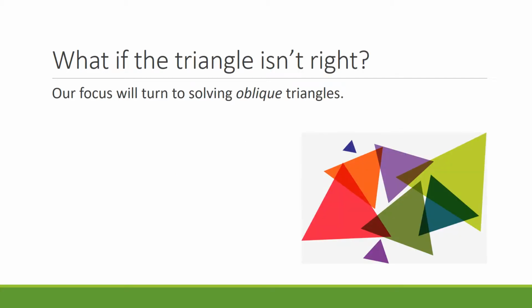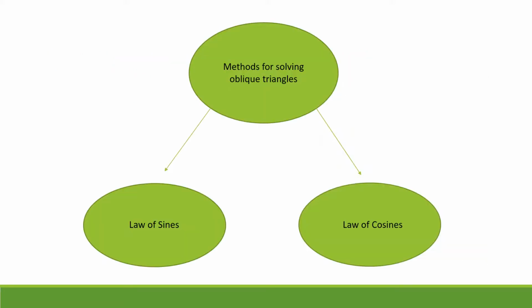However, the vast majority of triangles aren't right. So what if the triangle isn't right? What do we do? These triangles that aren't right, we actually call oblique triangles. And the remainder of this chapter, and actually the end of this chapter, is going to be taking those triangles into consideration and how we solve them. When we're solving for oblique triangles, there's two methods that we can use. We can either use the law of sines or the law of cosines.